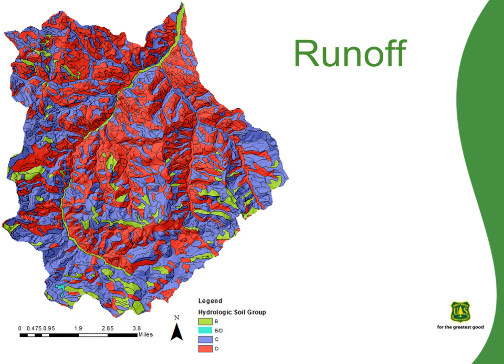Group D are those observed in red. Soils having a very slow infiltration rate, high runoff potential when thoroughly wet. These consist chiefly of clays that have a high shrink swell potential, soils that have a high water table, soils that have a clay pan or clay layer at or near the surface, and soils that are shallow over nearly impervious material. These soils have a very slow rate of water transmission.